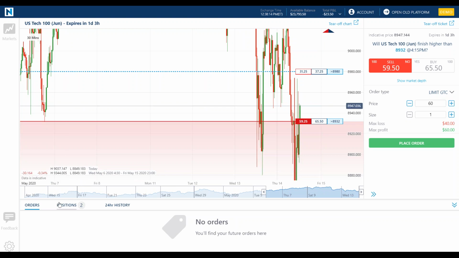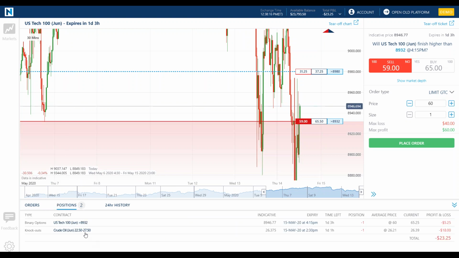Oh, look, it actually traded. So I noticed that I sold one at 60. All right, so now I've got two positions. If it settles above 89.32, this would be true. It would go to 100. Since I sold it for 60 and it went to 100, I can only lose $40. My maximum loss is $40 if the Nasdaq continues to rise and it settles above 89.32.